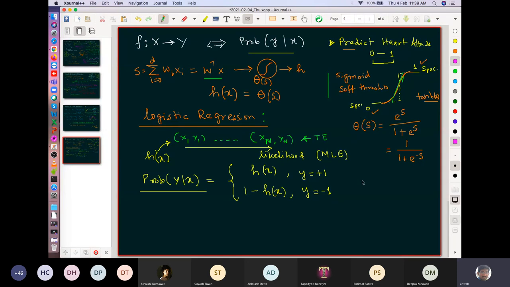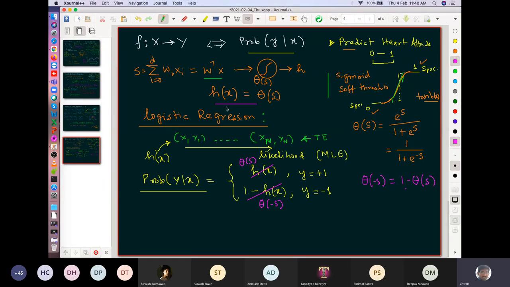Now look at the theta s function. What does theta minus s tell us? It will be 1 by 1 plus e to the power s, which is nothing but 1 minus theta of s. Can you see this? Therefore you see my hx, as I have told, will smoothly pass through a logistic function. So my hx is nothing but theta s. So this is nothing but theta minus s.